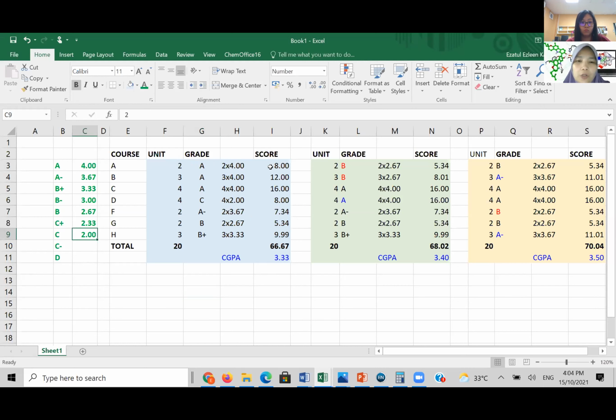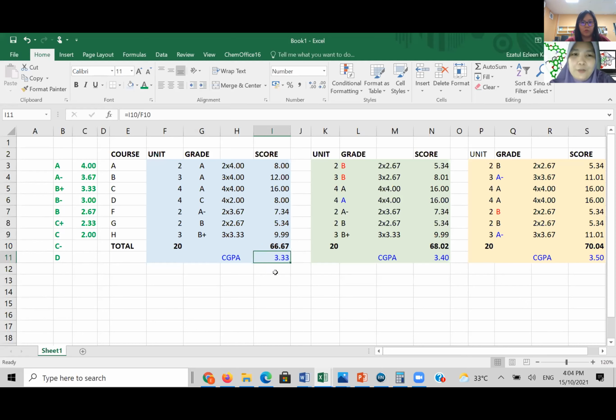So the total grades here, the total marks here is 66.67, and then we divide 66.67 by your total number of units. So that is your CGPA for that semester.